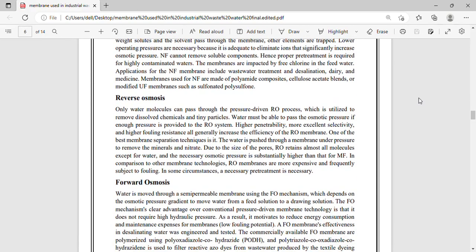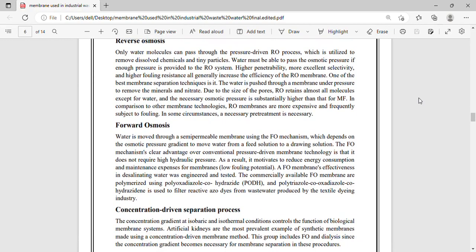Next is reverse osmosis. Only water molecules can pass through this pressure-driven process, which is utilized to remove dissolved chemicals and tiny particles. Water must be able to pass the osmotic pressure if enough pressure is provided to the RO system. Higher penetrability, more excellent selectivity, and higher fouling resistance all generally increase the efficiency of the RO membrane.